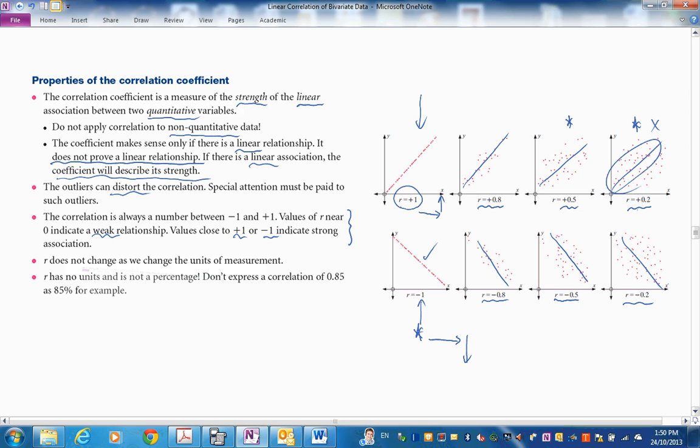Okay, now R does not change as we change units of measurement. Because if you looked at it, x minus x bar over sigma, the standard deviation and so on, it will not produce any final units. It has no units, but it's also not a percentage. It's a number out of 1, if you like. It's 0.85. You do not call it 85% as such. All right, got the idea.